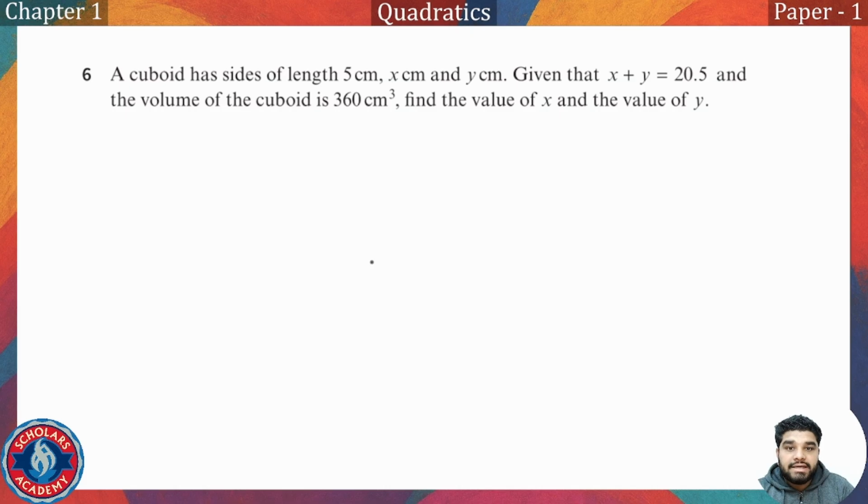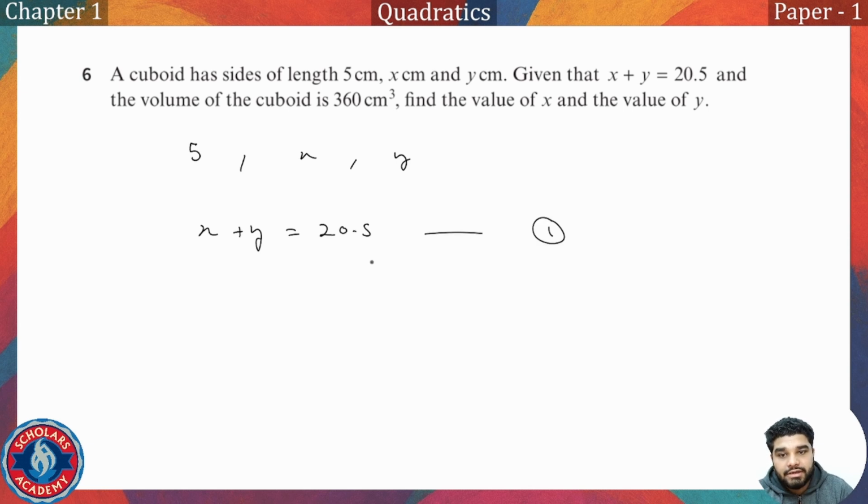A cuboid has side lengths of 5 centimeters, x centimeters and y centimeters. Given that x + y is equal to 20.5, and the volume of the cuboid is 360, we need to find the value of x and the value of y. Okay, so the side lengths of the cuboid are 5, x, y, and we are given that x + y = 20.5. This is equation number 1.